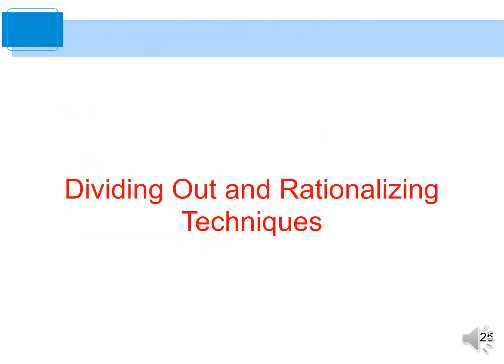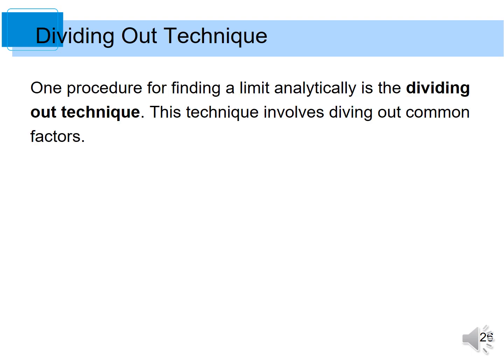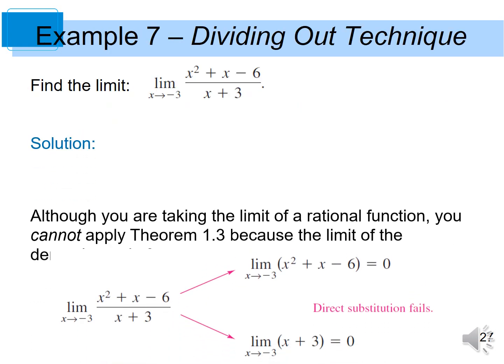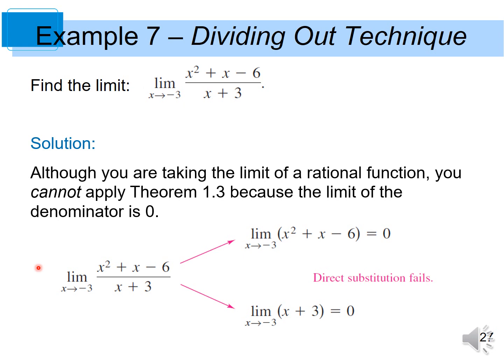Look at this technique. One procedure for finding a limit analytically is the dividing out technique. This technique involves dividing out common factors. For this example, find the limit of x squared plus x minus 6 over x plus 3, x tends to negative 3.